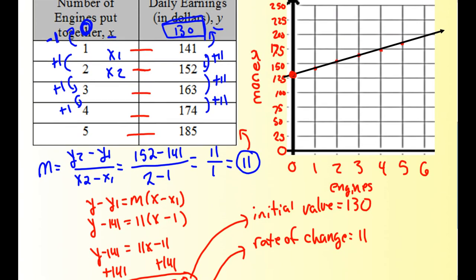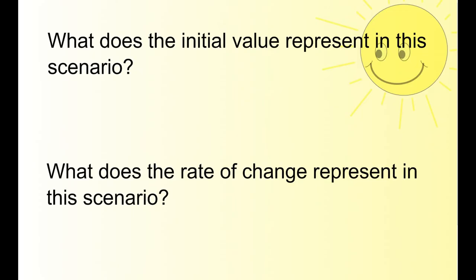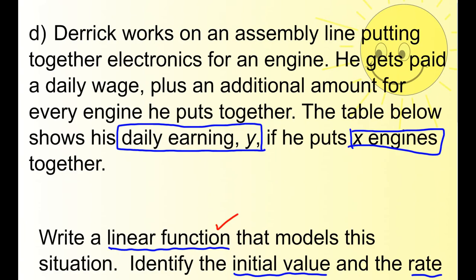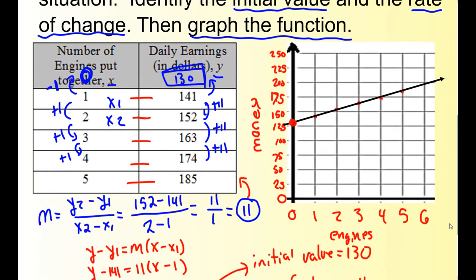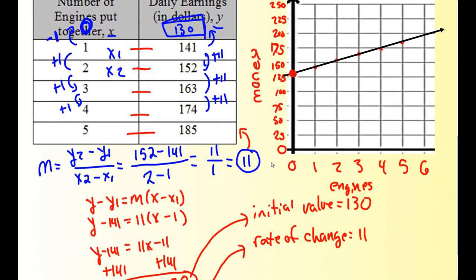All right, I'm pretty sure the next page has a couple questions about the same problem, so I'm not going to discuss too much because I think they're for you. The first one says, what does the initial value represent in the scenario, and what does the rate of change represent in this scenario? So back here, what does this initial value, 130 bucks, represent, and what does the rate of change, this 11 something, represent in this scenario?